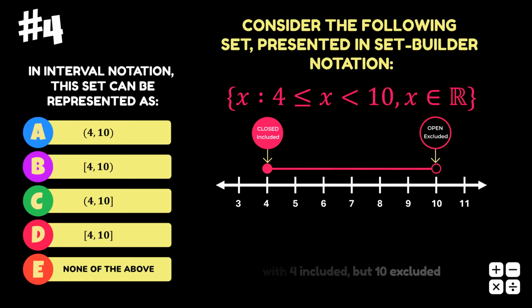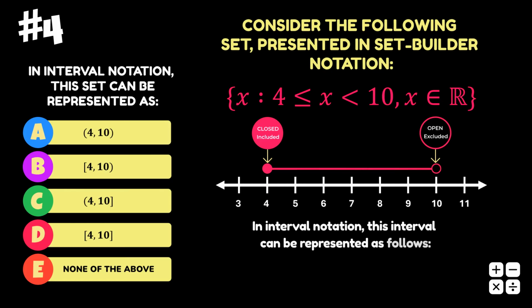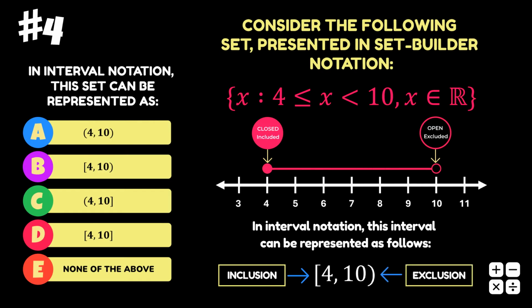We can represent this set in interval notation as follows, where the square bracket on the left indicates the inclusion of the left endpoint, 4, and the round bracket on the right indicates the exclusion of the right endpoint, 10. Therefore, the answer to this question is option B.